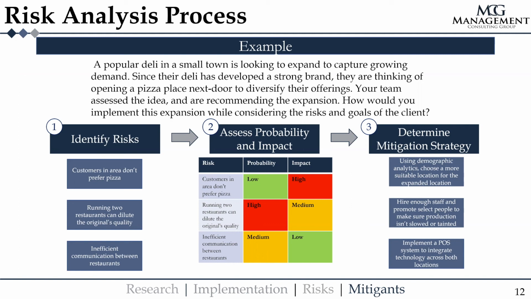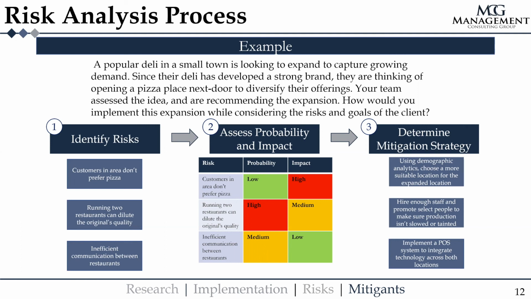The next step is to assess the probability and impact of the risk. For the first one, customers in the area don't prefer pizza. Of course, there's a low chance that in any given area, customers won't like pizza. Obviously it's a very popular product, but if this were to happen, it would have a high impact because this is like their entire business, right?